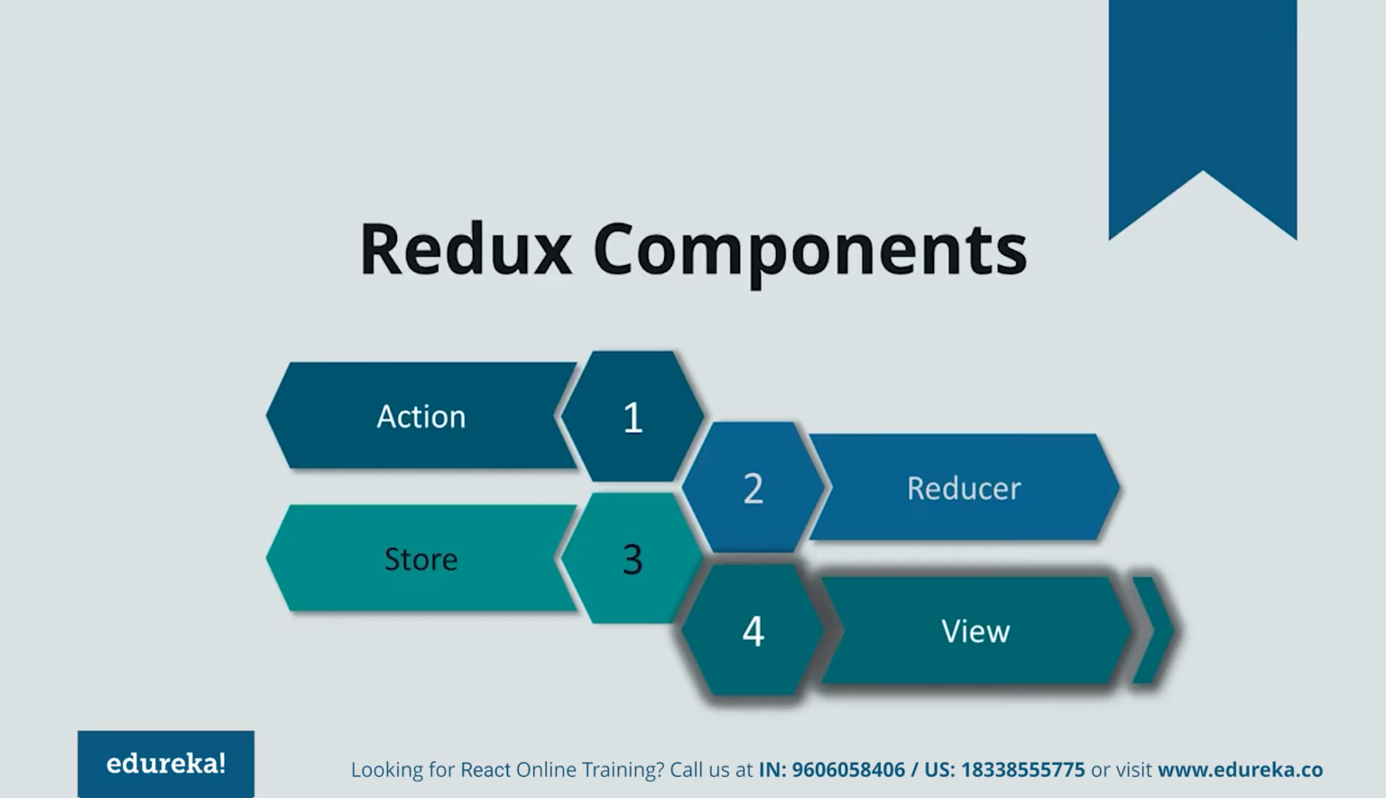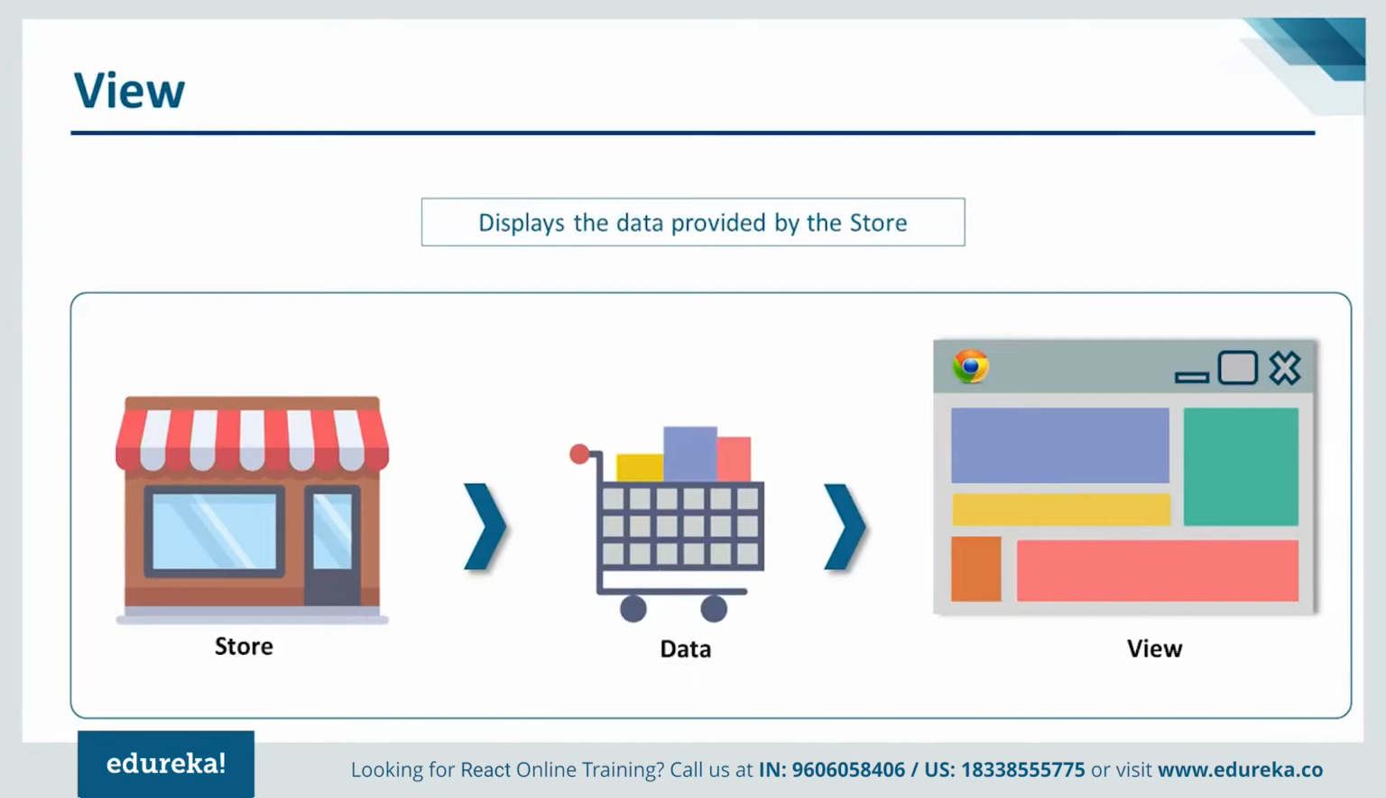Now the fourth and the last component in Redux is view. So view is nothing but the thing which is displayed on the screen, the data or the view which is provided by the store. So this is the store, this is your data, and this is your browser screen or the application screen which is displayed to the user at the end. So view is displaying the data which is provided by the store.